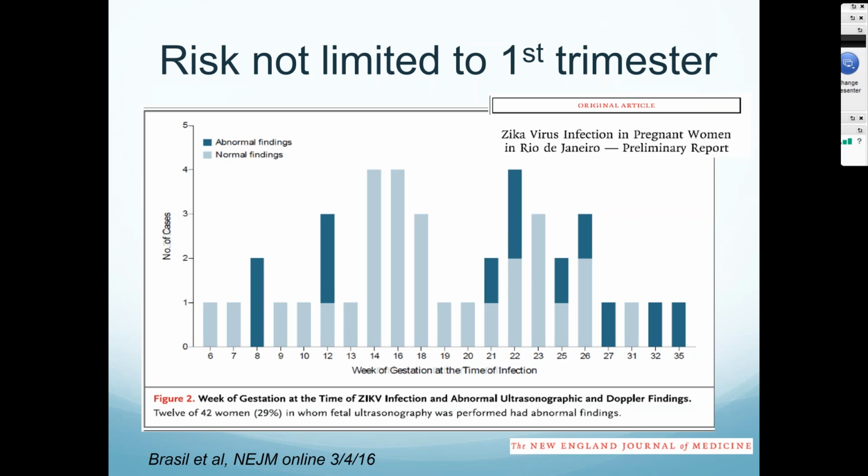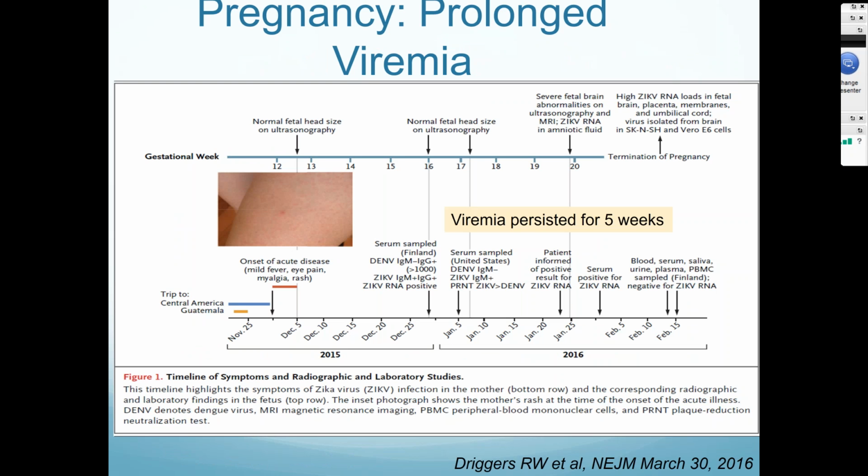It's going to take a while to understand the whole pathophysiology. But don't be fooled by, all right, it didn't happen in the first trimester. It can happen in any trimester. We also know that the viremia persists over 5 weeks. And when we start testing, we need to know when should we test these fetuses, the mothers, from exposure, and when is it too late?